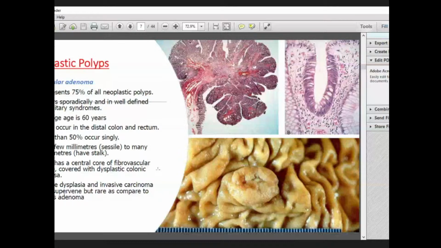Okay, so these are about the tubular adenoma. They can show dysplasia. This dysplasia can range from mild to moderate to severe, and they can also have a tendency to invade and become an invasive carcinoma.